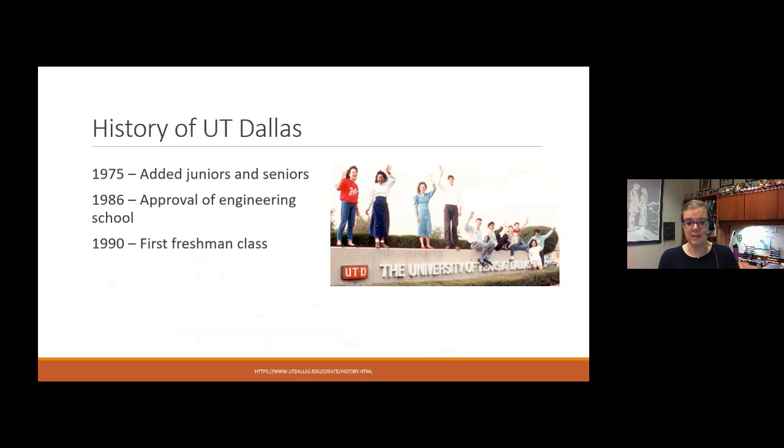I understand that in 1975, not all of us were born, but that was when we added juniors and seniors. So when we talk about being a young school, we are specifically very young because we didn't have freshmen until 1990. But our engineering school was approved in '86. So we had engineers before we had freshmen. We had graduate students before we had juniors or seniors.